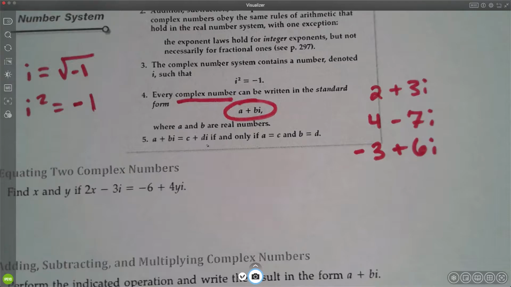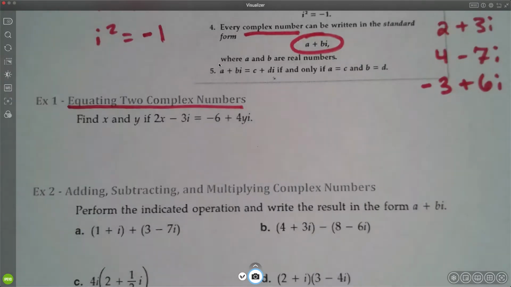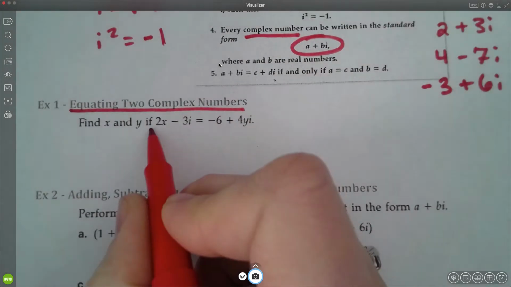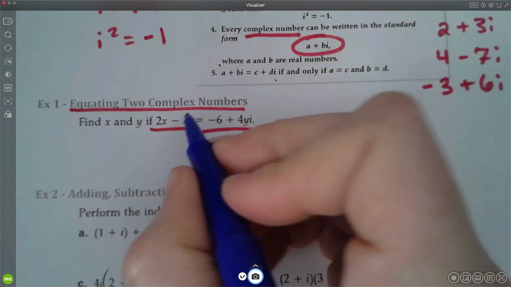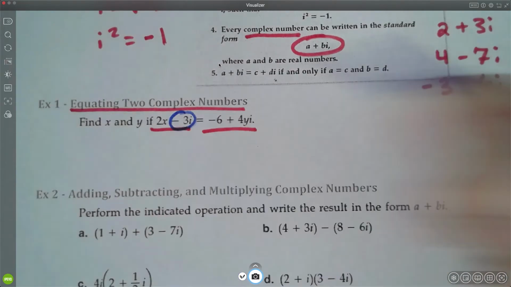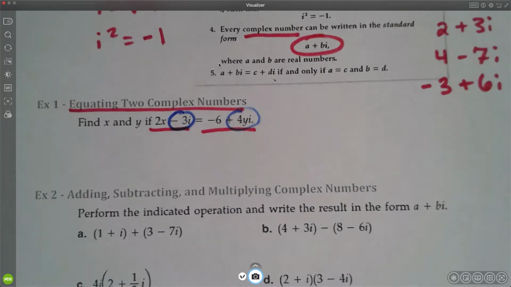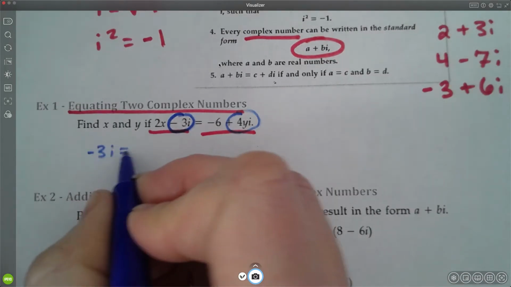Okay, so what they're doing is they are equating two complex numbers in this example. You will have some like this and it's very easy. It looks difficult, but it's not. You have two pieces here and you have two pieces here. So we're looking at the imaginary part of the left side and the imaginary part of the right side. The imaginary part over here is -3i, and the imaginary part over here is 4y times i. So we set them equal to each other to figure out what the y is. -3i has to be equal to 4 times y times i.